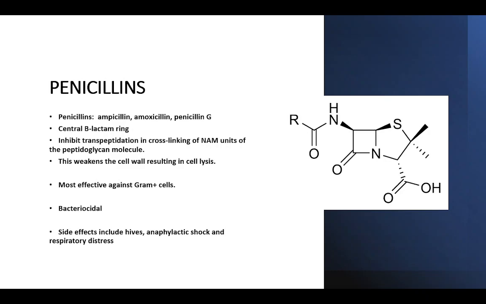Penicillins include things like penicillin, amoxicillin, ampicillin. They all have a central beta-lactam ring, which is this guy right here. It's a heavily constrained structure, so it's really good at reacting quickly with things. Specifically, it screws with the cross-linking of NAM units on the peptidoglycan molecule. As they're trying to form a nice structural cell wall on gram-positive bacteria, it's got these layers that intertwine with each other. This reacts with that and disrupts it, so now their cell wall is not as structurally sound, and it causes them to lyse.